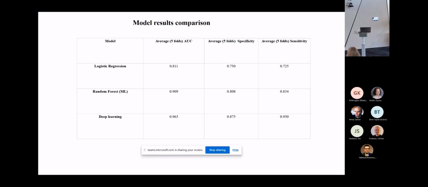And the specificity, we can see that it's also performing much better than the rest. So the specificity is how well we correctly label those that didn't have PAD.